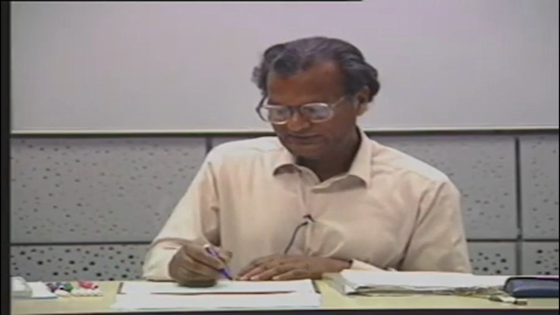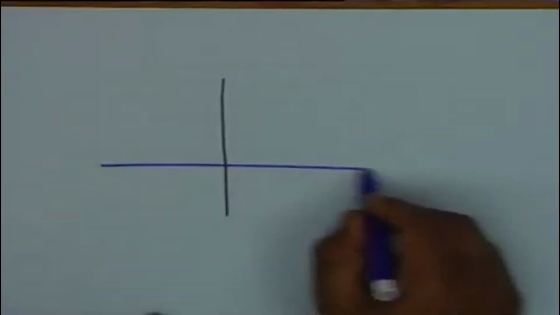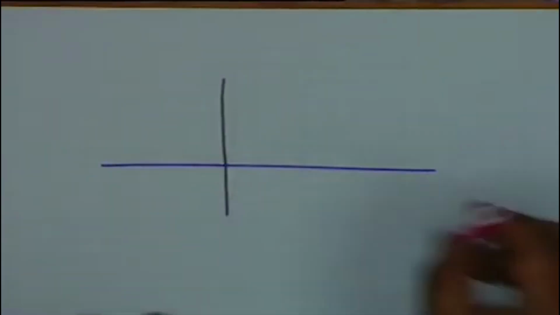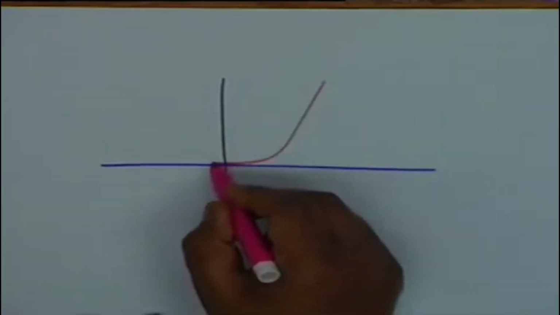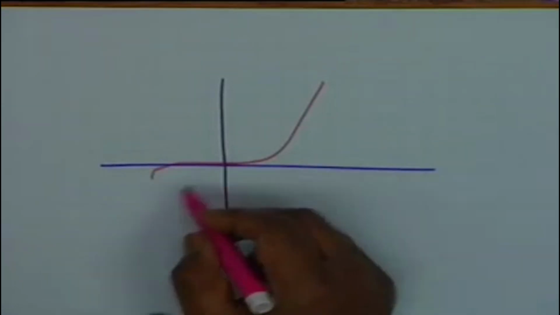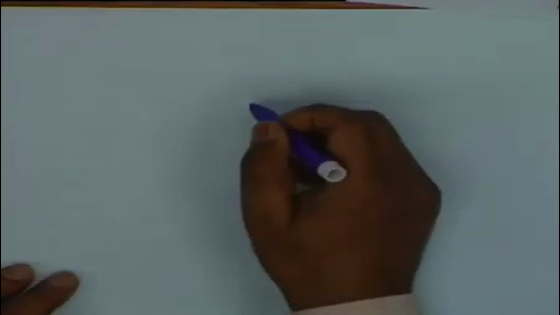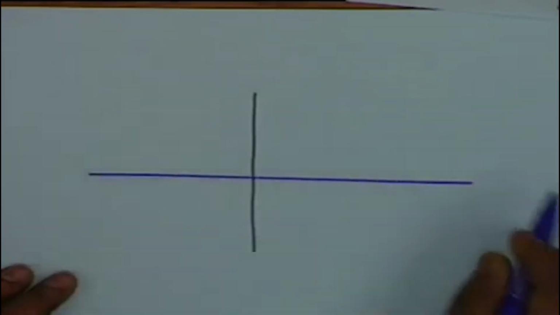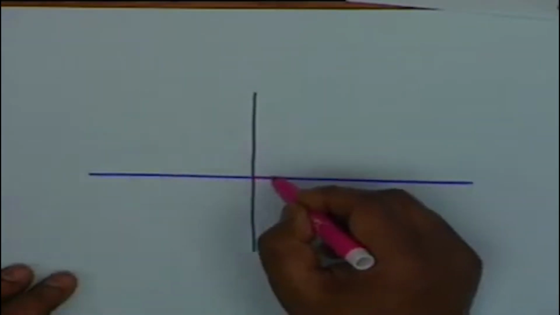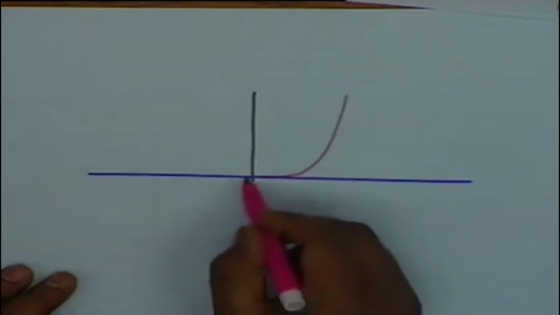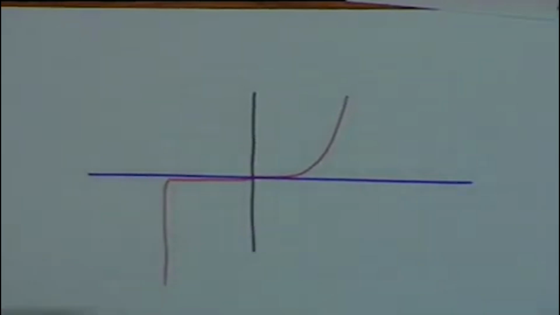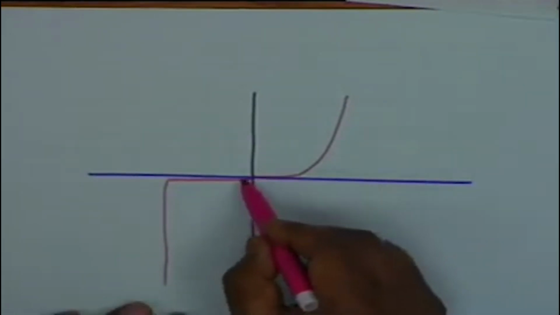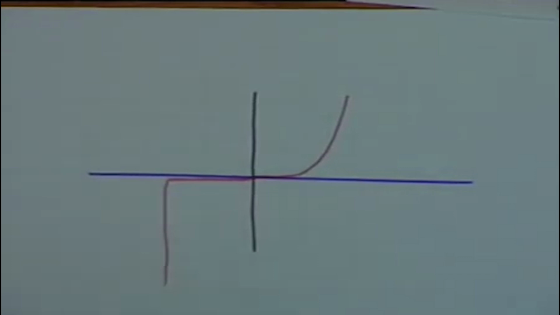A normal diode, I beg your pardon, this is not correct. A normal diode has a characteristic like this. It rises sharply like this, then it goes below and falls sharply like this. There is no kink here, it's a continuous curve, all right.